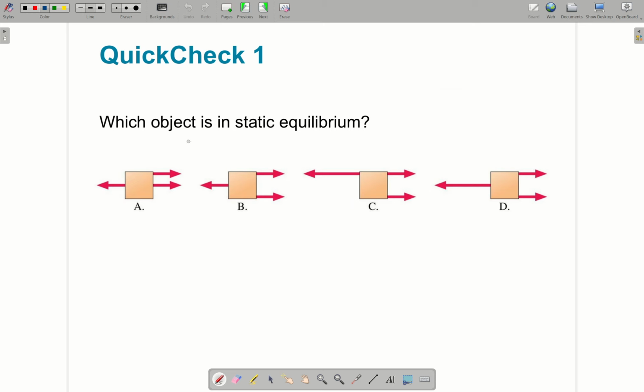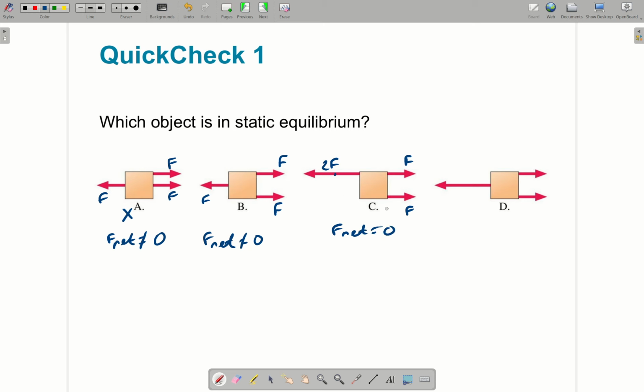A quick question: which of the objects is in total static equilibrium? A is not, because we have 2F to the right, 1F to the left. First of all, F net is not zero. I don't even have to look at the rotational equilibrium. It's not in equilibrium. This one is also the same, 2F to the right, 1F to the left, so F net is not zero. The third one has 2F to the right and a larger force, about 2F to the left. So F net is zero.